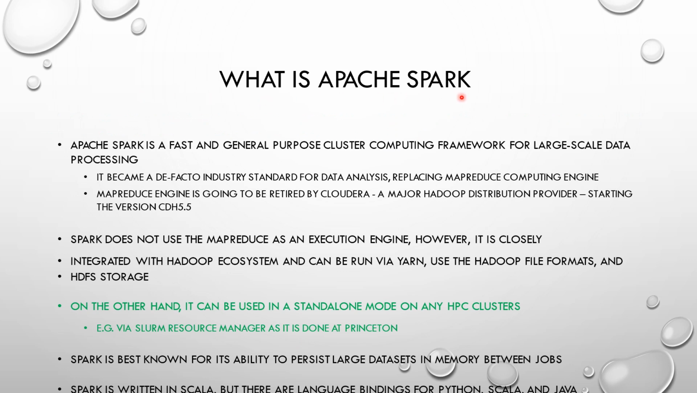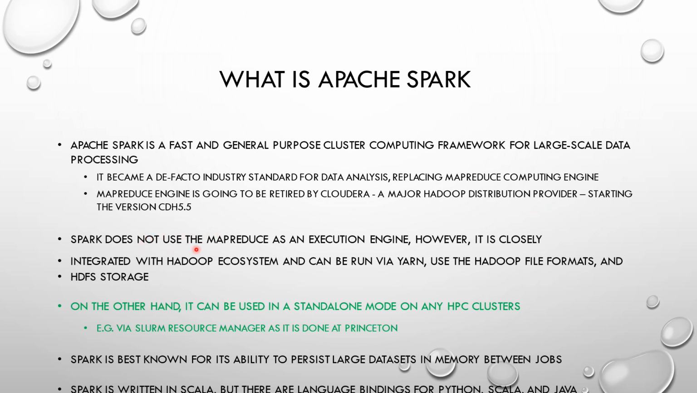What is Apache Spark? Apache Spark is a cluster computing platform designed to be fast and general purpose for large-scale data processing. It became a de facto industry standard for data analysis, replacing the MapReduce computing engine. The MapReduce engine is going to be retired by Cloudera, a major Hadoop distribution provider.